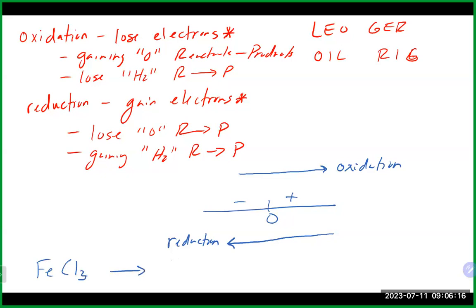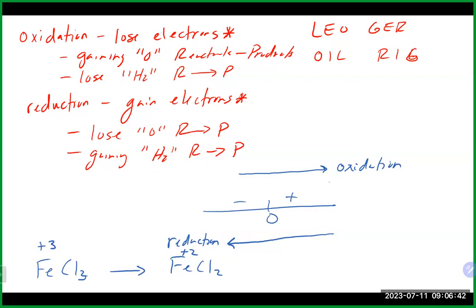we'll just do these two guys. So what is happening here in terms of the iron? The iron in the first case is iron with a +3 charge, right? Iron in the second case is an iron with a +2 charge. Is iron being oxidized or reduced? Iron is being reduced in this case.